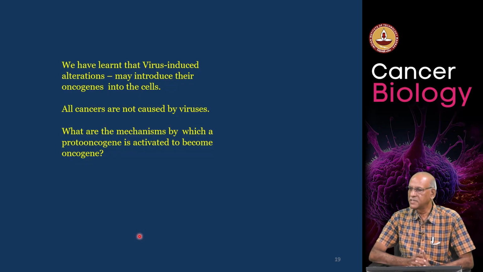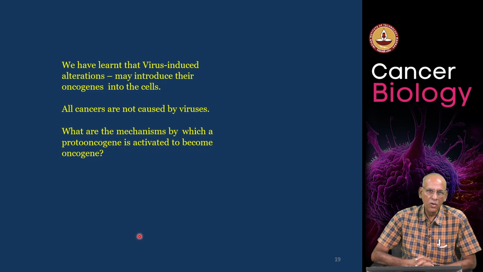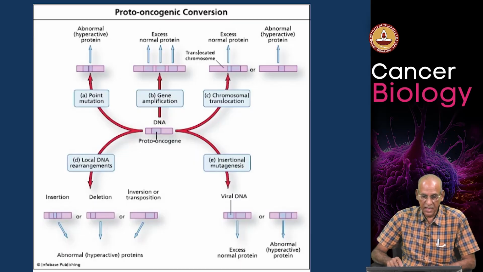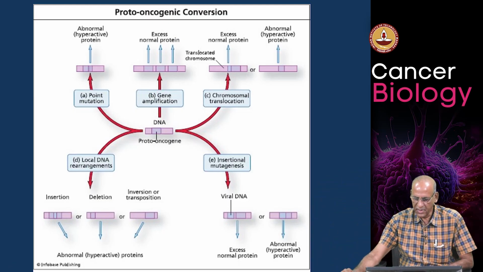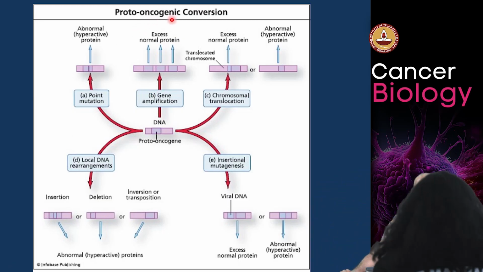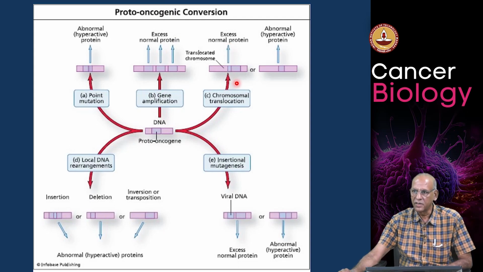So, what are the mechanisms by which the proto-oncogene is activated to become oncogene? That is a very important question. So, the next slide is a really important one, because it tells you about the various mechanisms by which a proto-oncogene may get converted or activated to become an oncogene. We will go one by one by simple things. Let us say this is a proto-oncogene. So, the DNA can have several alterations.